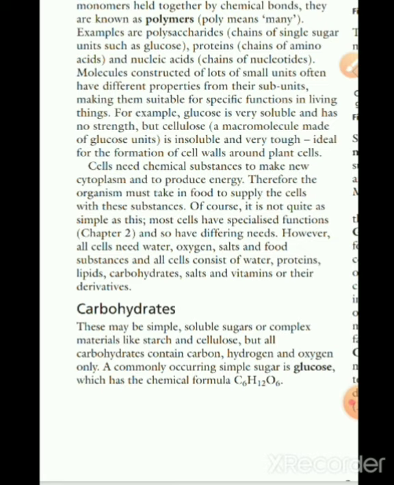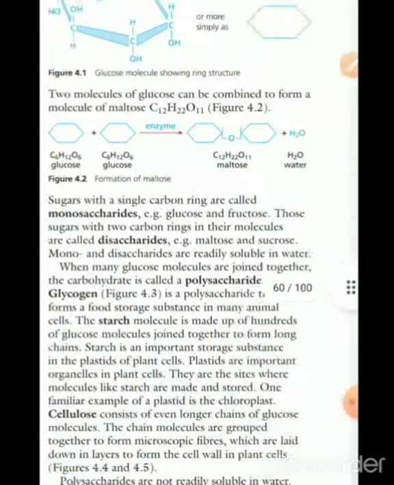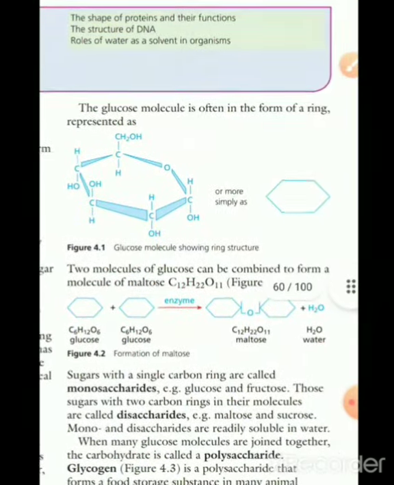So these are the three main elements which must be present in the formation of carbohydrates. Now, a commonly occurring simple formula is that of glucose, in which oxygen and carbon are equal in number, while hydrogen is double in comparison to them. So here is the glucose formula.